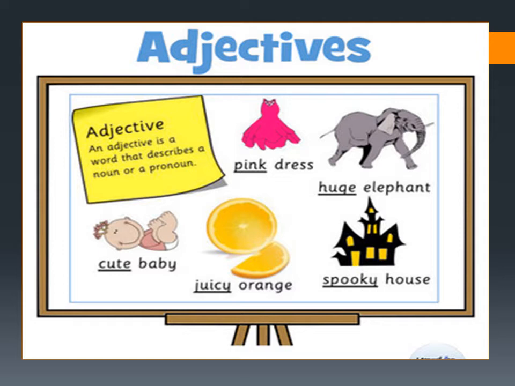Next, huge elephant. Elephant is the noun and huge describes its size. So huge is the adjective which is giving more information about the noun elephant. Similarly, cute baby, juicy orange, spooky house. Now here the words pink, huge, cute, juicy, spooky are all called adjectives because these are the words which give extra information or which describe a noun or a pronoun.